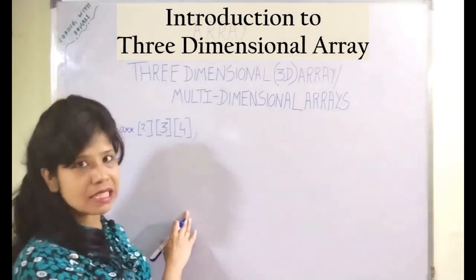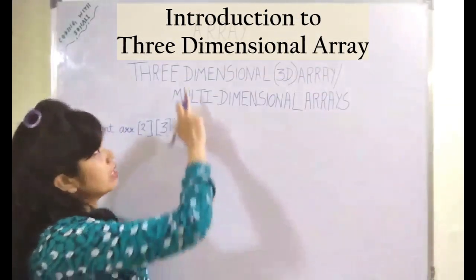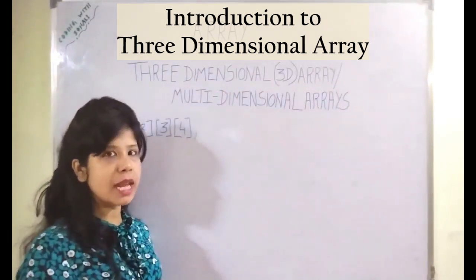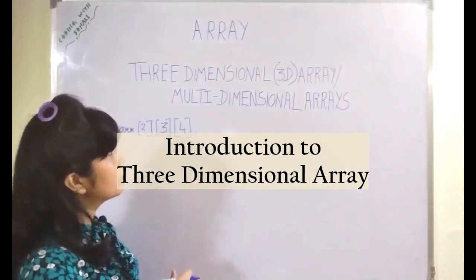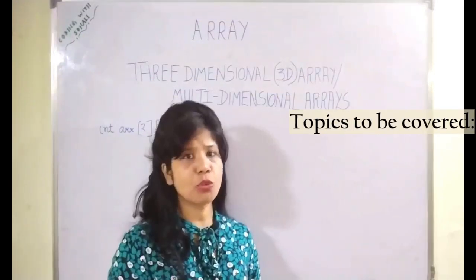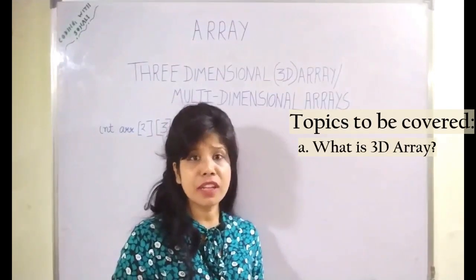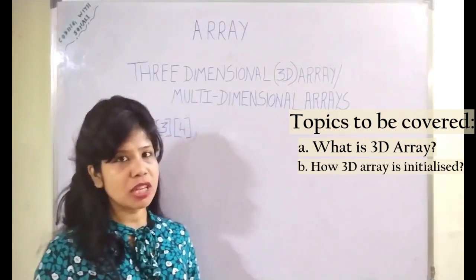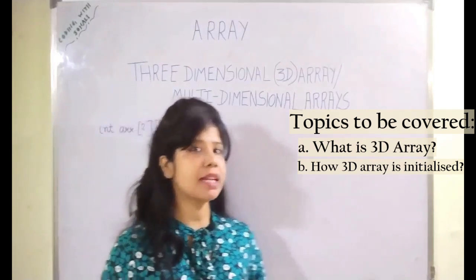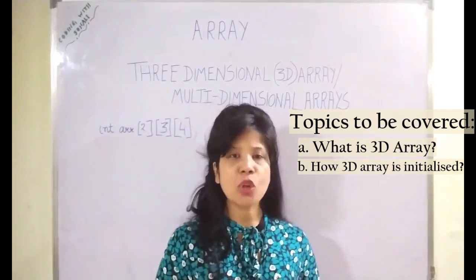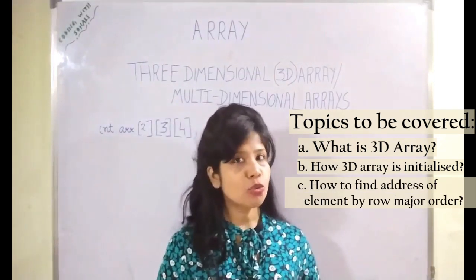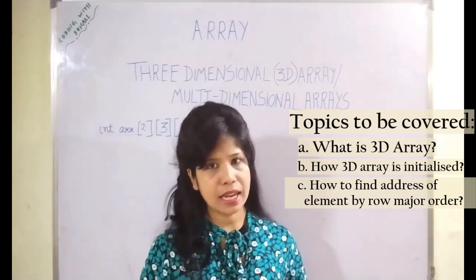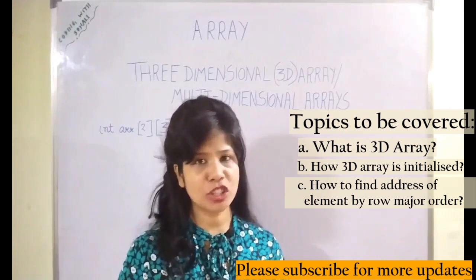So today in this video, I will be covering the topic of the three-dimensional array, which is also called a multi-dimensional array. Here we will be seeing what a three-dimensional array is, what the definition of a three-dimensional array is, and how the three-dimensional array is initialized, at compile time as well as runtime. Also, we will be seeing how to find the address of an element in the case of the three-dimensional array using the method that is row major order.